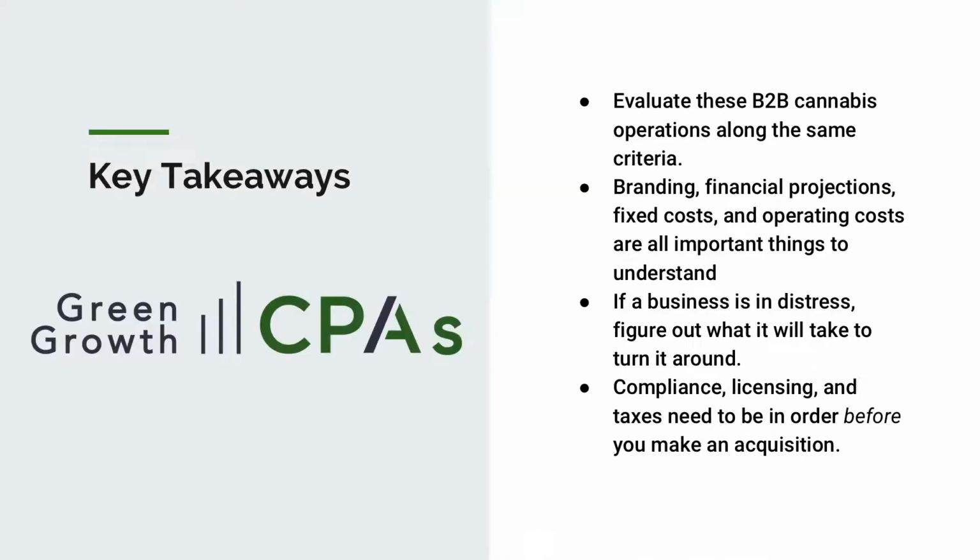And again, let's just quickly wrap it up with a couple of takeaways. So one is, evaluate these B2B cannabis operations along the same criteria, right? Because again, they're very similar. They're selling from their business and they're selling to a different business. Two, take a look at their branding, branding versus white label. Take a look at their projections, the breakout of those projections, the costs, the margins. Focus a lot on distressed businesses because, again, there's a lot of great opportunities there.